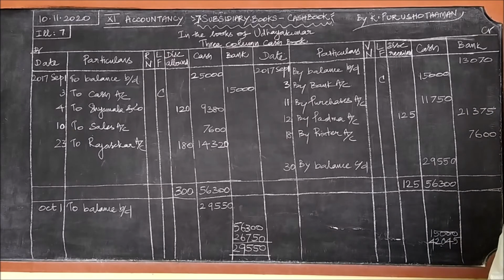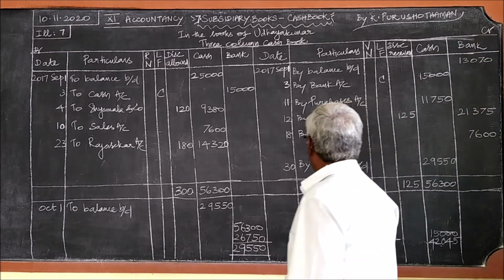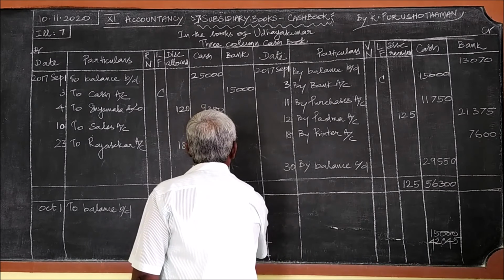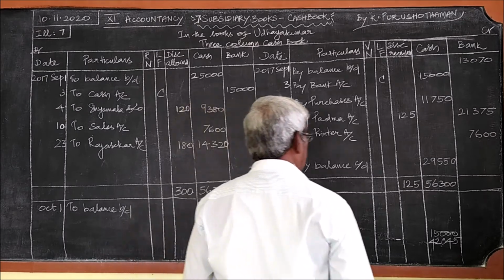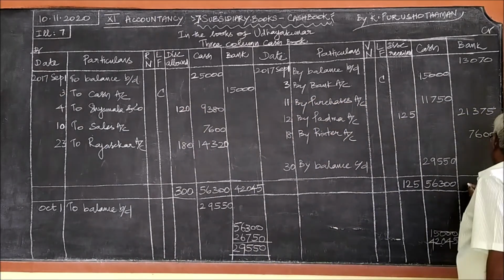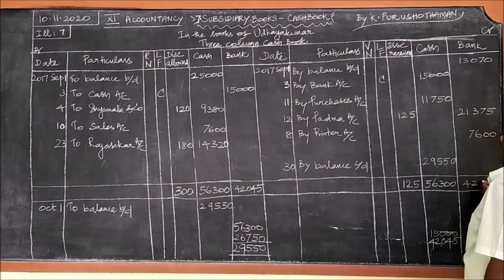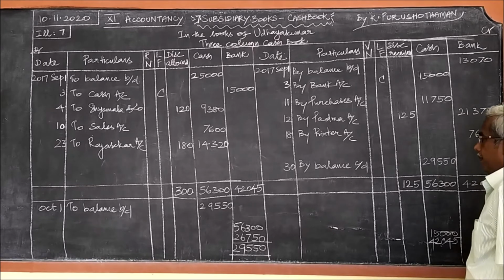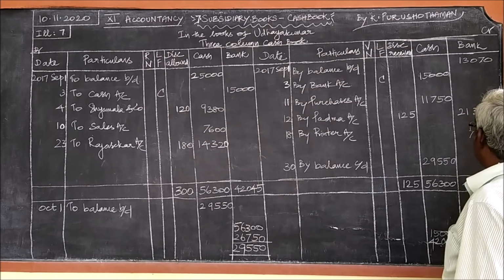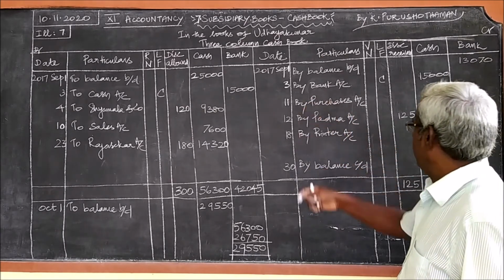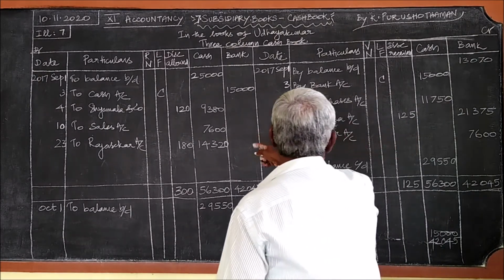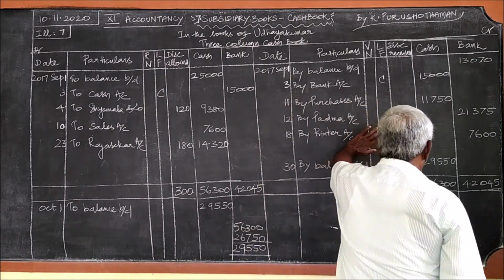42,045. Which is the greater total? 42,045. Where the amount is missing, you can find it easily. This side is the greater total, this side is only 15,000. Here only is missing. How much is missing?